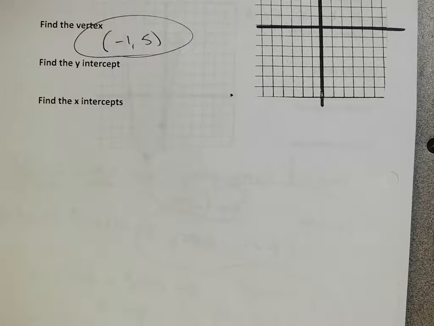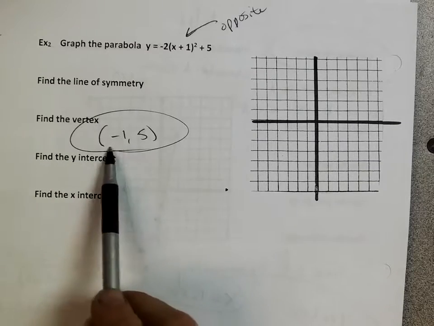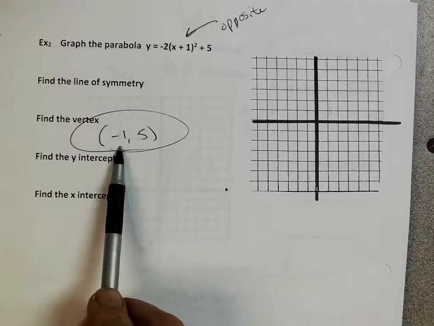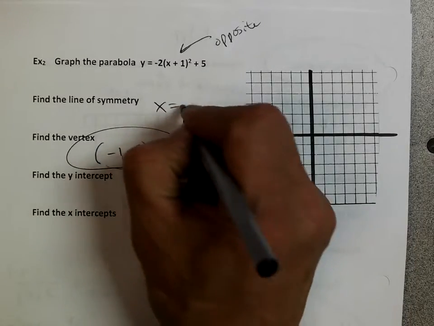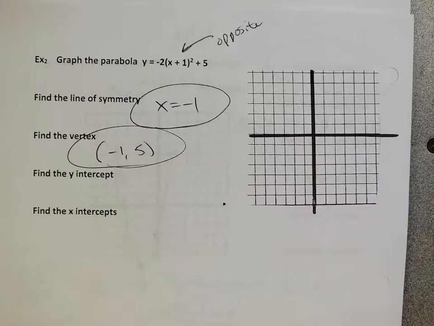Now the line of symmetry, I kind of skipped, but I do know that the line of symmetry goes through the vertex, so it's got to go through -1. So my line of symmetry is just x equals -1, because it has to go through the vertex, right? Circle that. I'm going to graph that too.